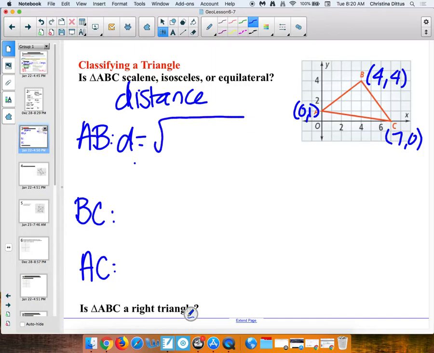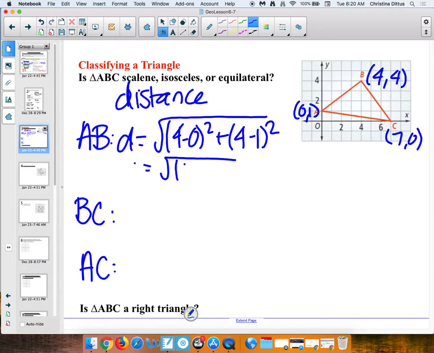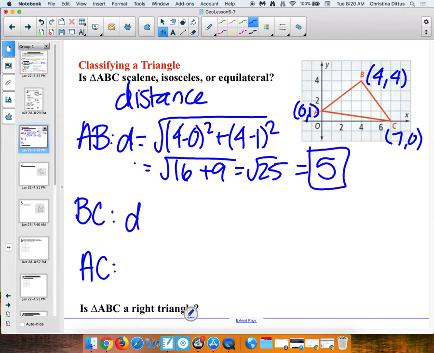Alright, for AB, I have 0, 1 and 4, 4. Take 4 minus 0 squared plus 4 minus 1 squared for my y. 4 minus 0 is 4, 4 squared is 16. 4 minus 1 is 3, 3 squared is 9. This gives me the square root of 25, which is 5. Distance for BC, what did you guys get? 5. And AC? Square root of 50, which is 7.1.